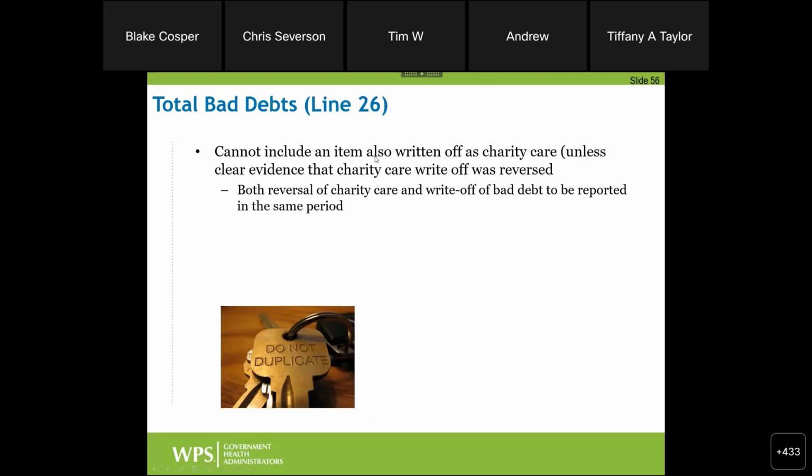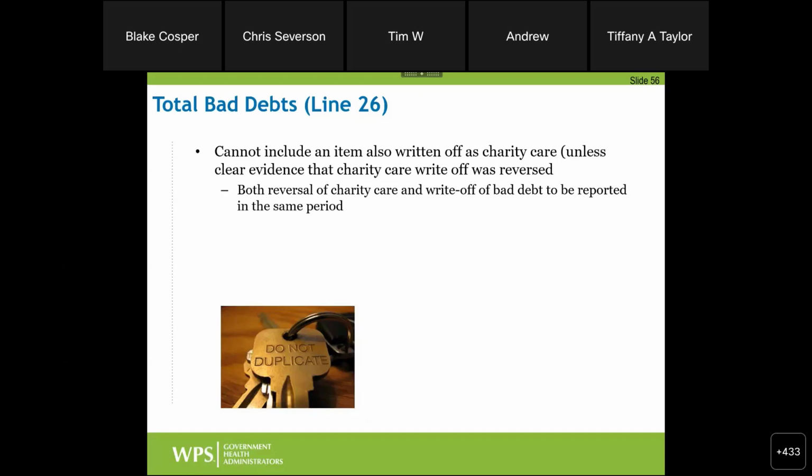So you can't write an item off as charity care. Let me mention, we're talking about bad debts here, line 26. So you can't include an item as a bad debt if it was also written off as charity care in a prior year or even that same year, unless there's a situation where the charity care was validly reversed. For whatever reason, it was a valid reversal. And what would happen then is we would expect to see the reversal of the charity care and the write-off of the bad debt in the same period.